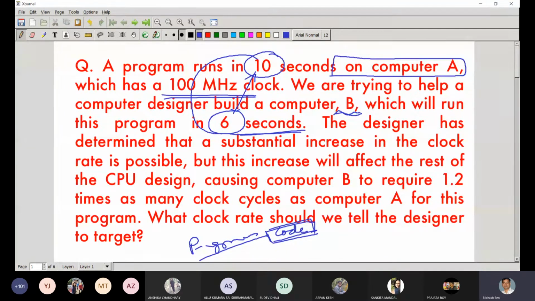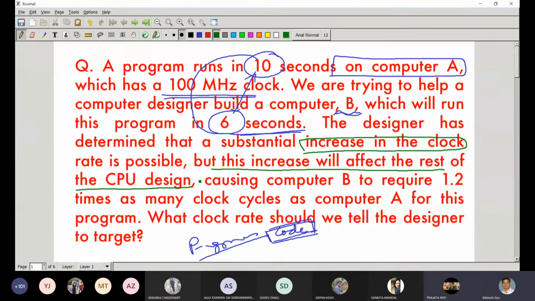Second point, the designer has determined that a substantial increase in the clock is possible, so the hardware requirement also comes in. An increase in the clock rate is possible, but this increase will affect the rest of the CPU design. Is it true? This increase will affect the rest of the CPU design. Is this true or false?